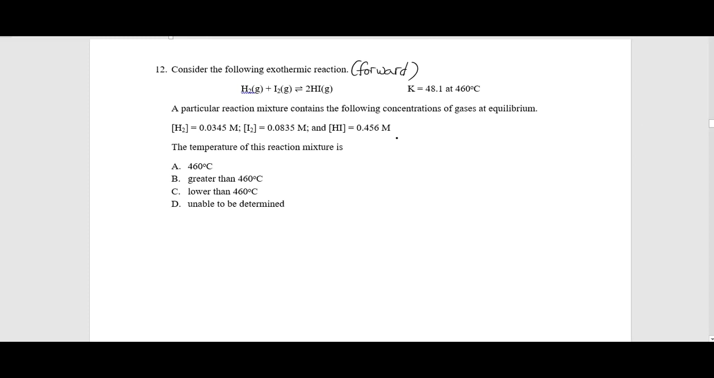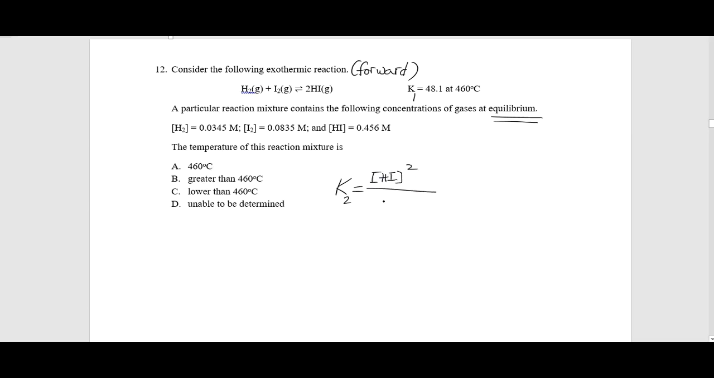A particular reaction mixture contains the following concentrations of gases at equilibrium. So this is already at equilibrium, and you need to work out the temperature of this mixture. So what I'm going to do is calculate K. I'm going to call it K2, and I'm going to call that K1. And I'm going to calculate K at this particular temperature, because you don't know whether it's higher, lower, or the same as 460. So you're going to have to compare the 2 K values to find out.